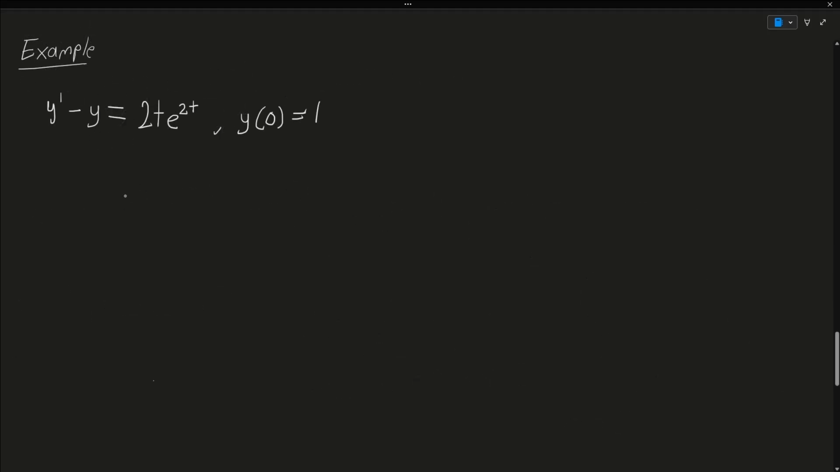Let's move on to a very nice example. Well, this is also in standard form, so we don't have to worry about the appearance again. And now what we want to do is find the integrating factor. Let's find the integrating factor.